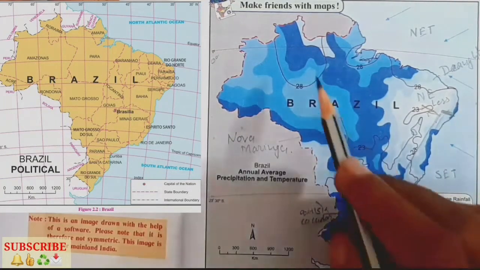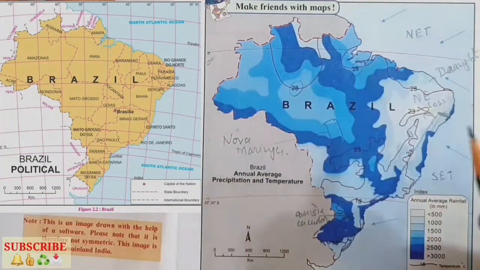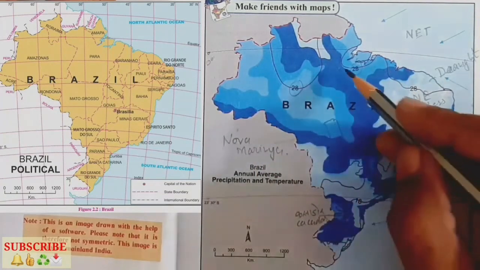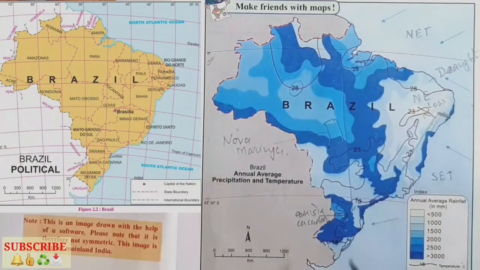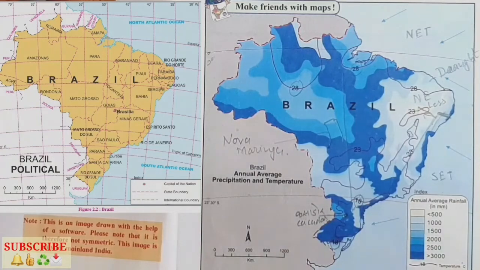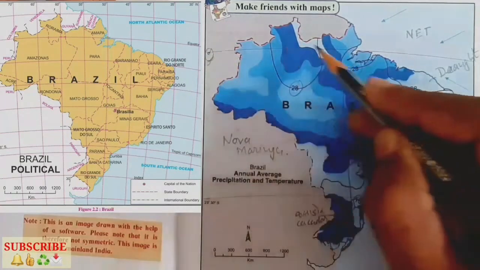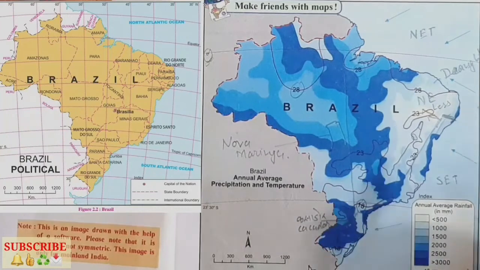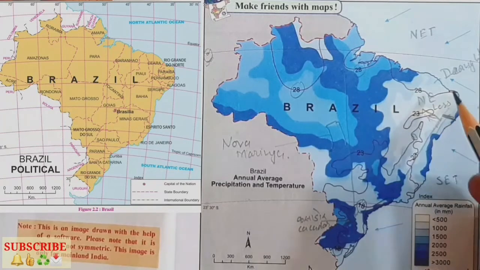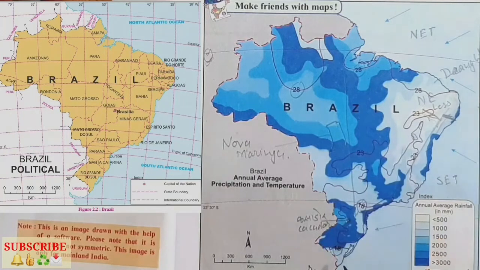Now we can observe that in the northern part the temperature is 28 degree centigrade. It means in the northern part of Brazil the temperature is high, and as we move towards the southern part of Brazil, here we have 18 degree centigrade temperature. Students, have you understood why? Because we are moving away from the equator, so the temperature reduces. And after the Great Escarpment, this region is also called the rain shadow area, that is the drought quadrilateral area. Understood this much, students? Very good.